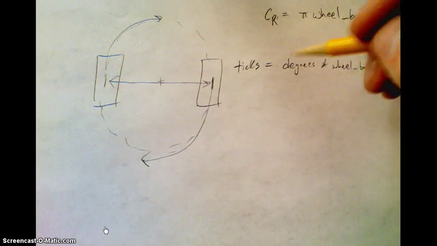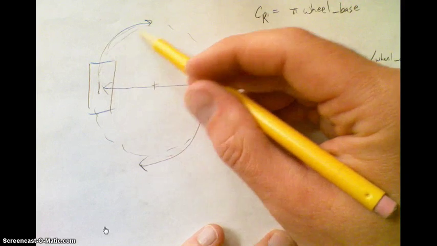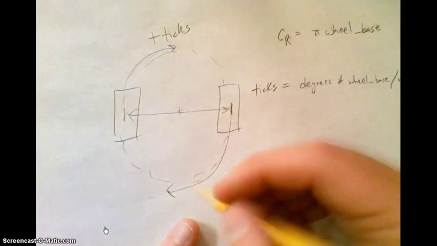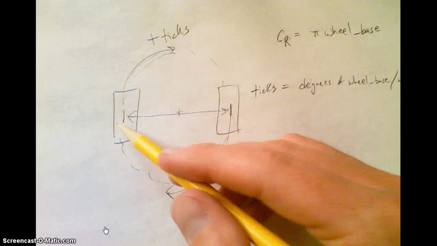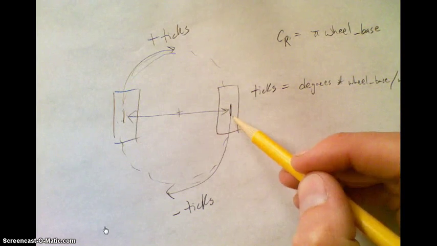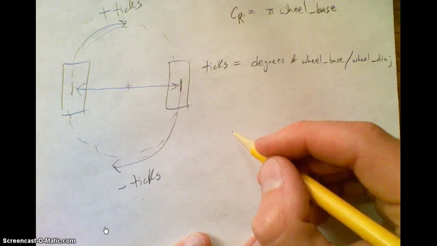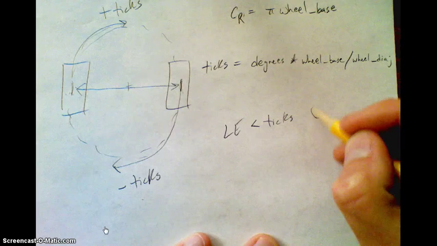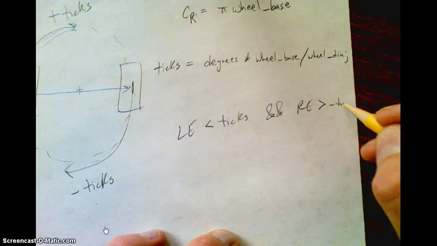Now we have to think about, okay, when we turn, what do we want this motor or this encoder to get to? This one we want to go to a positive ticks value, and this one over here is going to get to a negative ticks value. So we need to say while this motor is less than ticks and while this motor is greater than negative ticks. Everybody get that? So while the left encoder is less than ticks and the right encoder is greater than negative ticks.